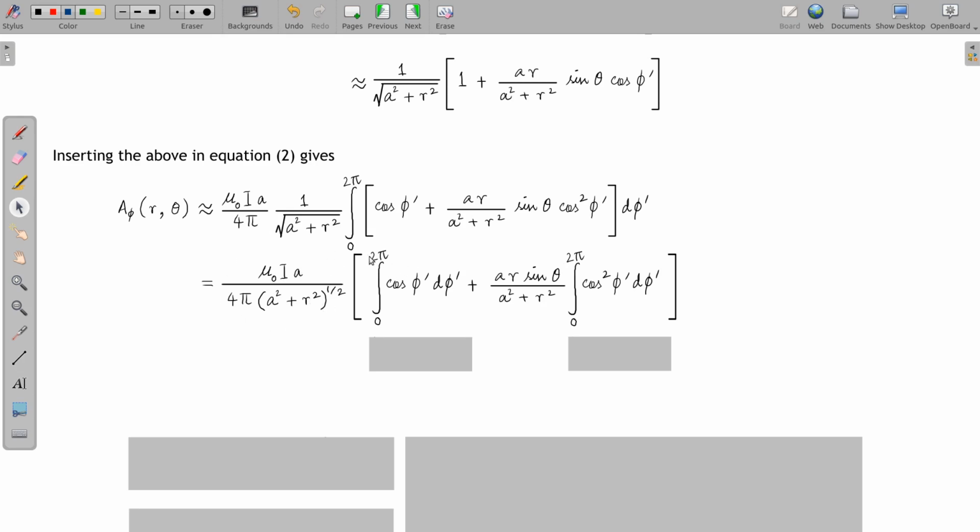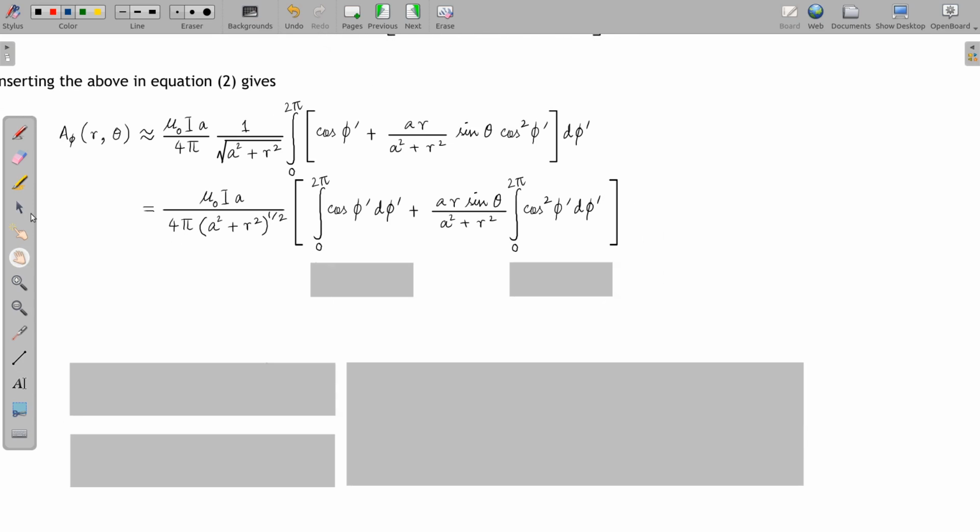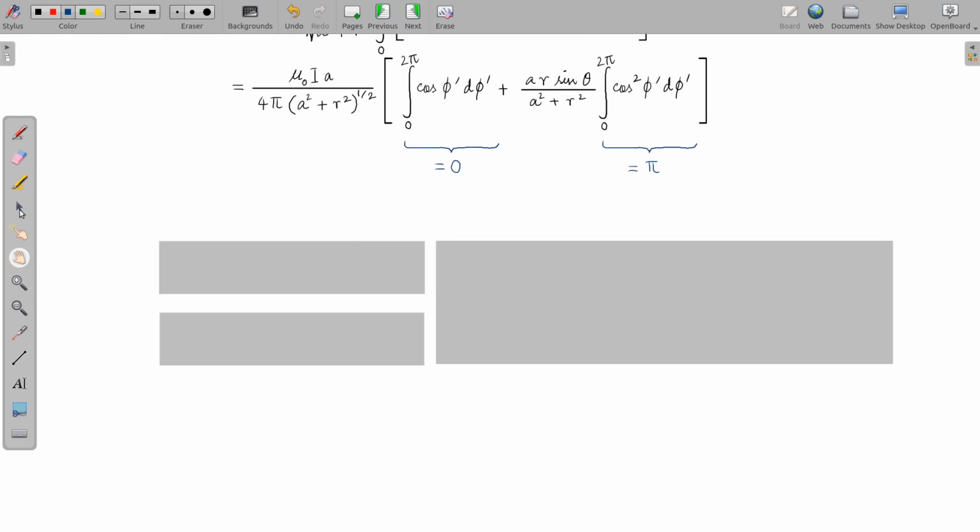So this is outside, and then we have these two integrals, and these two integrals are very easy. We already know that, because the integral of cos over one closed loop is 0, and the integral of cos square over one entire loop is going to be equal to pi. So this is going to be 0, this is pi, so this integral is going to vanish, and this integral is just going to give us a pi here, and that pi will cancel out with this. Okay, so we have this one.